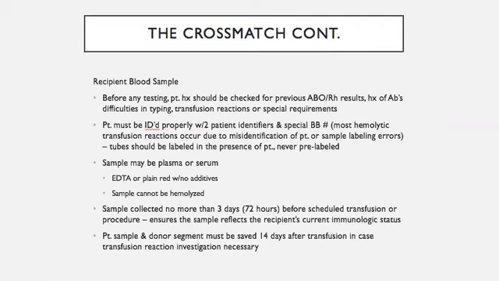Okay, the immediate spin cross-match. So if you see the letters IS, that abbreviation stands for immediate spin. So an immediate spin cross-match can be used for recipients with no evidence of clinically significant antibodies in the current sample or in their patient history. So if the patient does not currently have a positive antibody screen, and they do not have any history of a previous positive antibody screen, then we can do just an immediate spin cross-match.